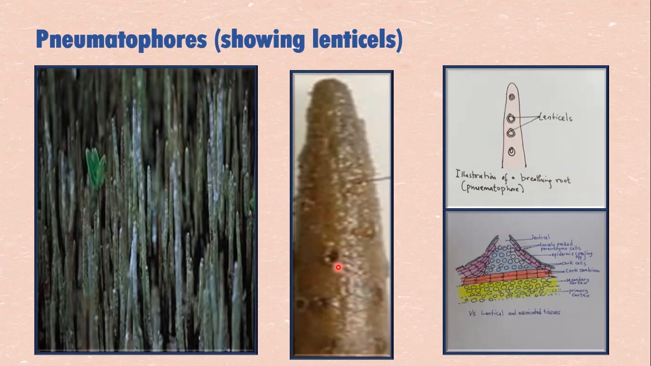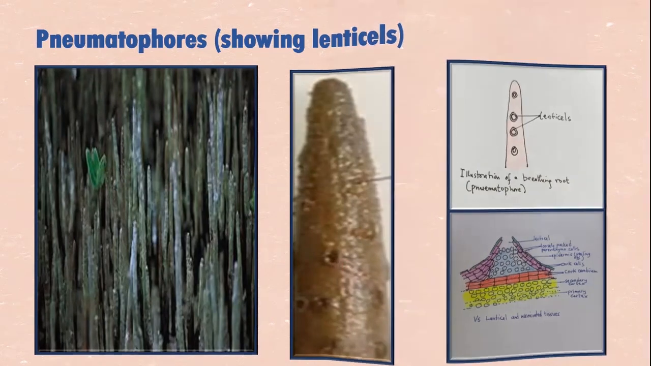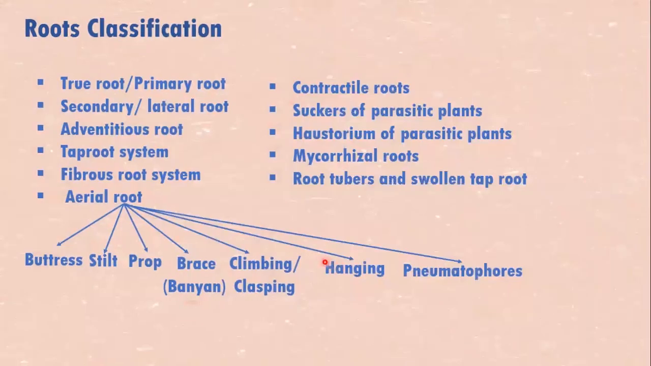Very neat. This brings us to the end of our lesson today. Well, that is part 1. In part 2 of roots morphology, we will look at contractile roots, suckers of parasitic plants, haustorial roots of parasitic plants, mycorrhizal roots, root tubers, and swollen taproots. Then in part 3, we will look at all these roots very quickly, and talk about structural adaptations of roots.